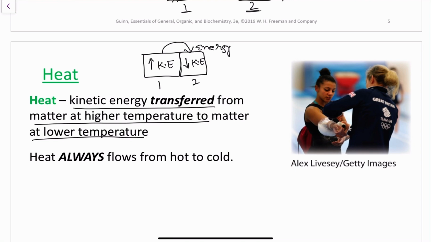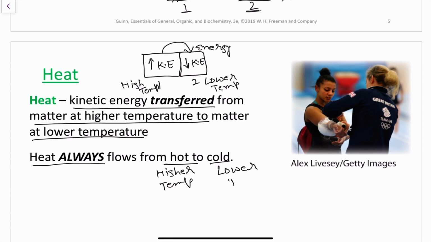So the heat always goes, this is higher temperature, matter 2 has lower temperature. So that means the energy or heat is going to move from matter 1 to matter 2. That means from higher temperature to a lower temperature, right? That's why it says heat always goes from hot to cold, right? Hot is higher temperature to a lower temperature.